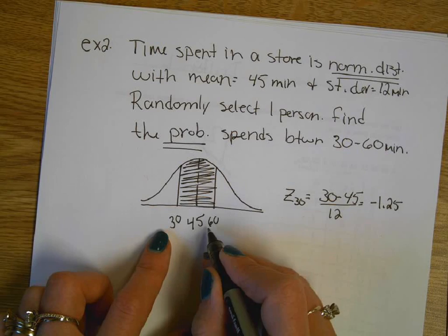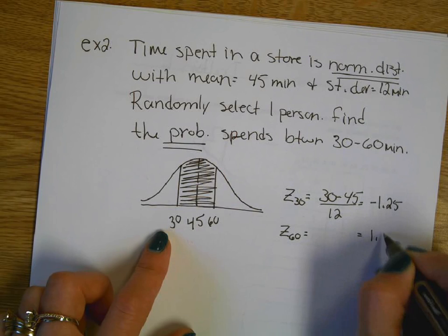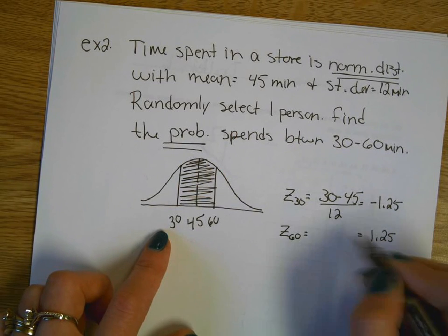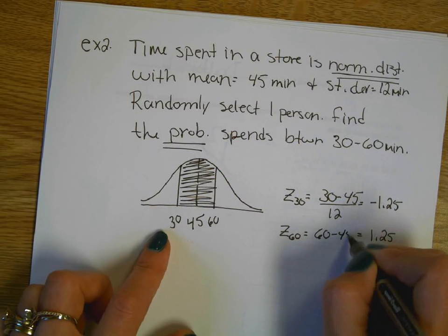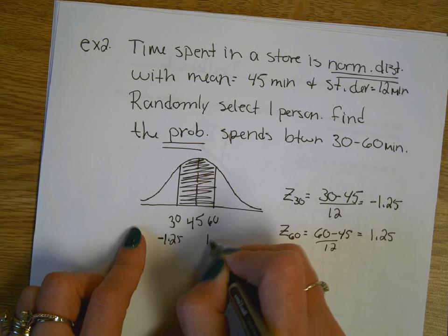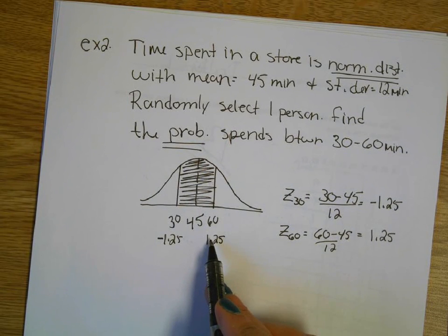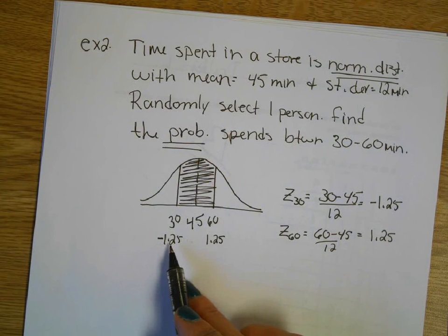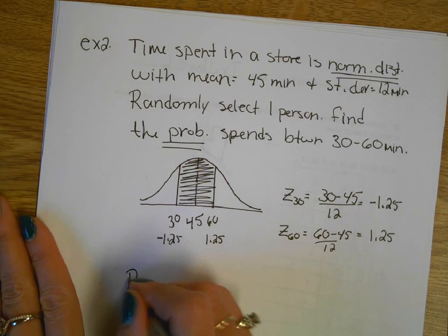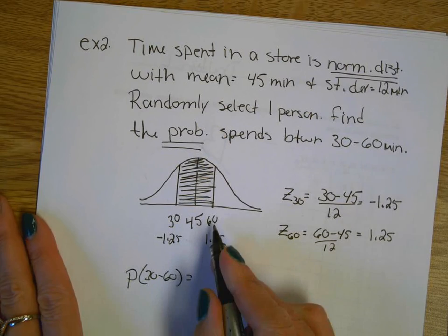Okay, and because they're symmetrical, the z-score for 60 should come out positive 1.25. It's not always going to be symmetrical like that, but here we have negative 1.25 z-score and positive 1.25 z-score. Now what are you going to do? Positive z-score probability subtracted by the negative. Yes, in the between ones, remember you've got to subtract the two areas on the graph. So the probability of being between 30 and 60 is going to be the difference in the two areas.